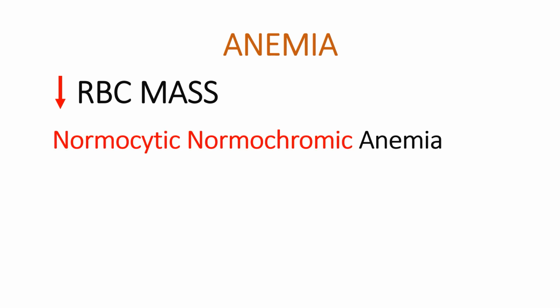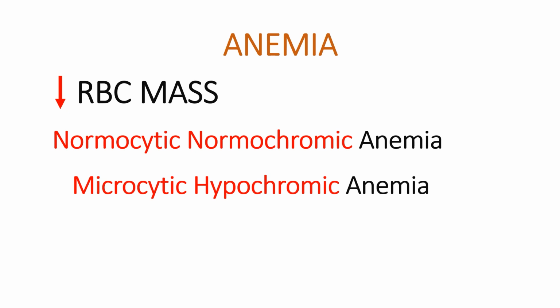So moving on, we'll talk about anemia. So you know that anemia is decreased RBC mass. So whenever RBC mass is decreased, that is called anemia. There are different types of anemias based on the size and color. So one type is called normocytic normochromic anemia, wherein the RBC mass is reduced, but the RBC morphology is normocytic and normochromic. Then we have microcytic hypochromic anemia, meaning the size of the RBC is small and the color of the RBC is also less. So this is called microcytic hypochromic anemia.